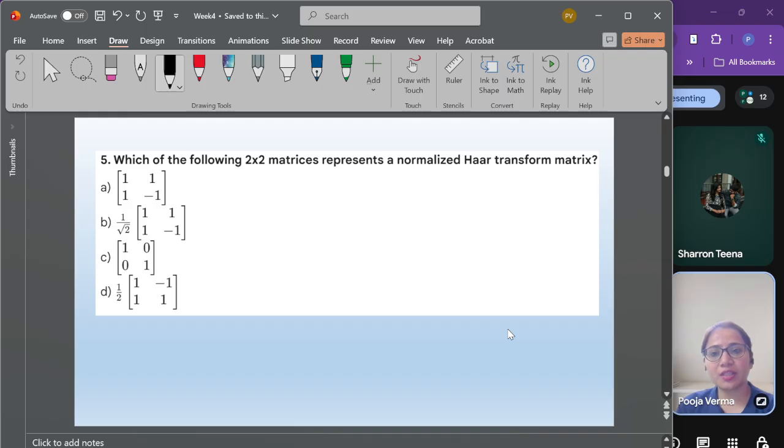Now the next question is: which of the following 2 cross 2 matrices represents a normalized Haar transform matrix? Either option A, B, C or D. Which of the following 2 cross 2 matrices represents a normalized Haar transform matrix? Would you like to answer this question? Any one of you?